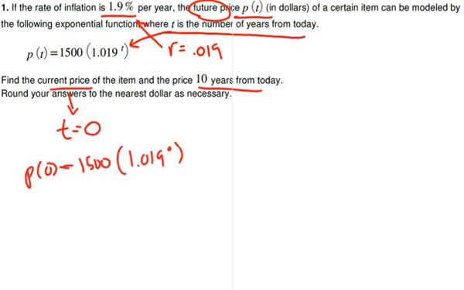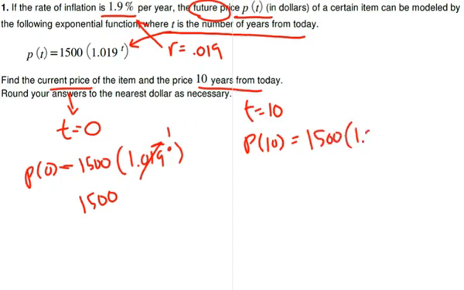That's going to give us 1500 times 1.019 to the 0. We know that anything raised to the 0 power is 1. So it's just going to be 1500. And when they want us to know 10 years from today, that means t is equal to 10. So we plug in 10 and let our calculator handle the bulk of that. So it's about 1811. They want us to round to the nearest dollar. All right. Not too bad, just plugging in some values and being able to interpret the equation.